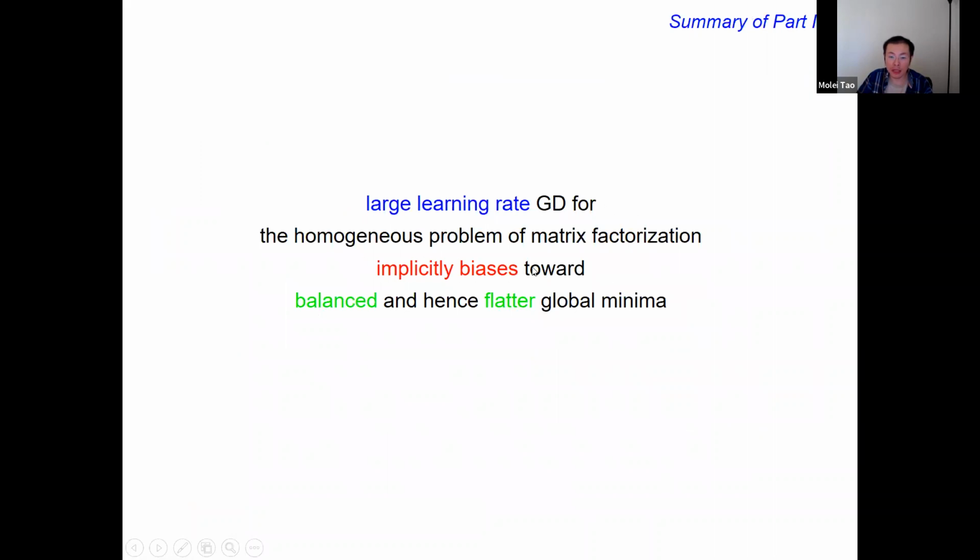I'll skip the proof as well. This gives you basically an implicit bias. Large learning rates are implicitly biased towards balanced local or global minima in this case, and balancedness gives you flat local geometry around the minimum, and therefore a large learning rate favors flatter global minima. Of course, this is only for the problem of matrix factorization. It generalizes to homogeneous problems. But if you want to know more details, I'll be happy to talk about it.